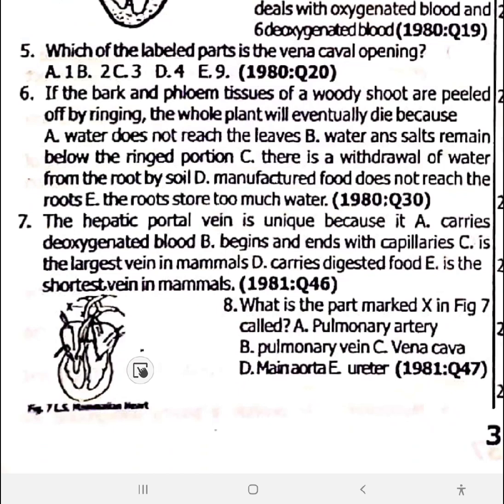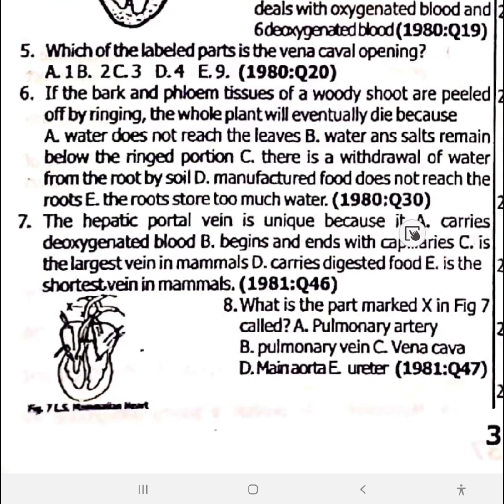Question 6. If the bark and phloem tissue of a woody shoot are peeled off by ringing, the whole plant will eventually die. The reason why the plant would die would be, not option A and B, manufactured food does not reach the root. Option D, the manufactured food will not reach the root.